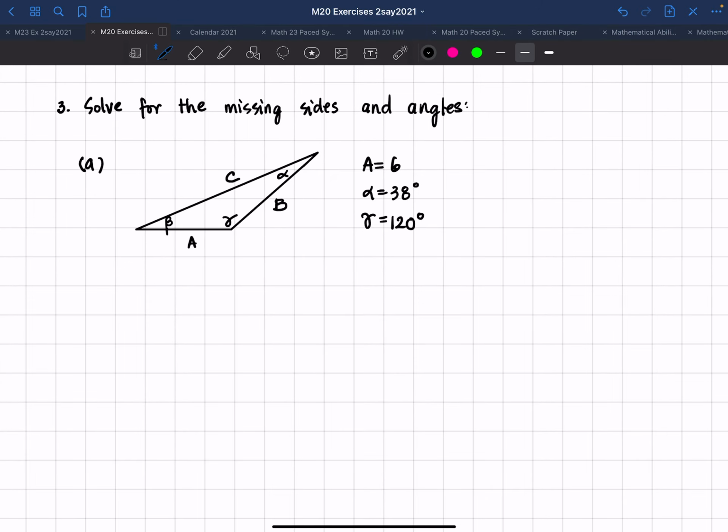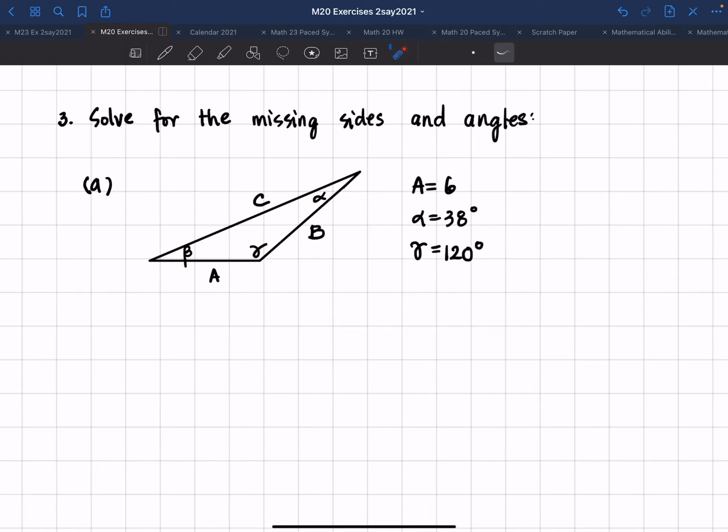Number 3, solve for the missing side and angle. So, binigyan tayo dito ng triangle na to. We don't know kung right siya or not. Pero mukhang hindi naman siya right. Ang binigay sa atin, A is equal to 6, gamma is 120, and alpha is 38. Okay, so let us solve for B, C, and beta. Ito yan, B, C, beta.